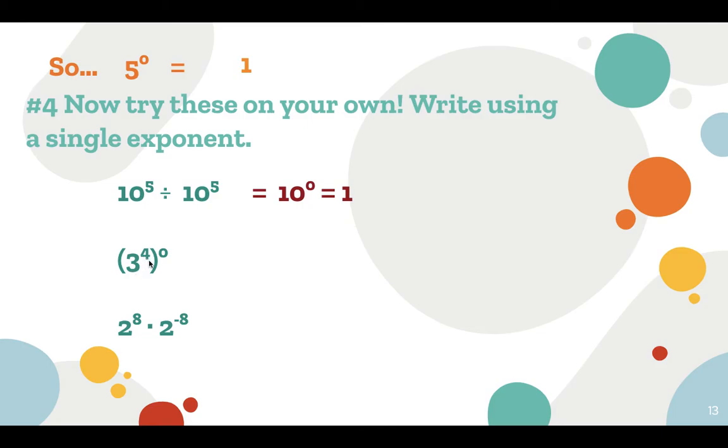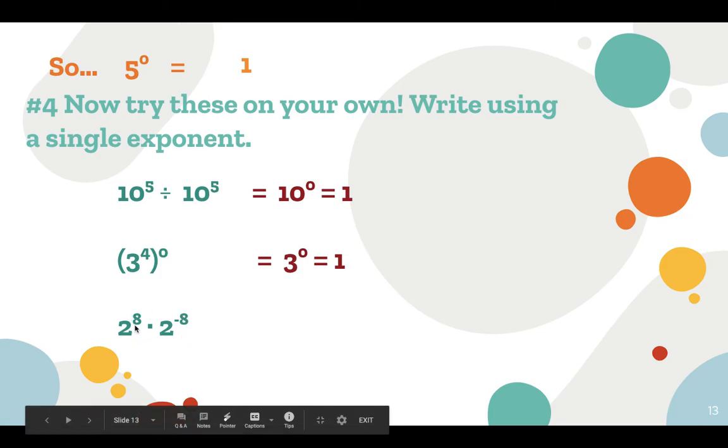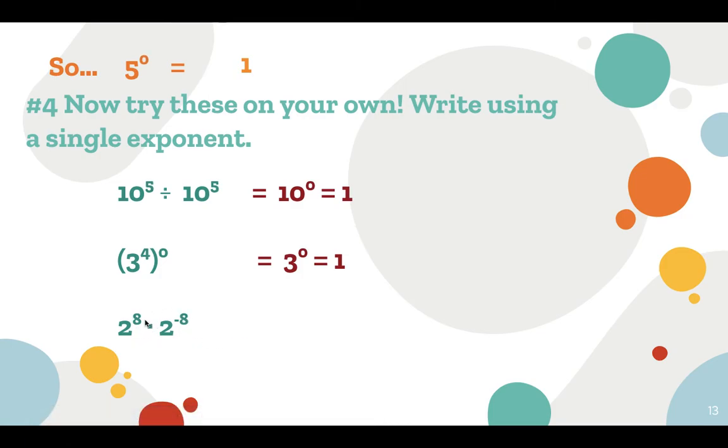3 to the 4th power, all raised to the 0 power. We're going to multiply our exponents and keep our base. So it's going to be 3 to the 4 times 0 is 0. 3 to the 0 power, which is equal to 1. And our last one, we're multiplying, so we have to add our exponents, keep our base. 8 plus negative 8, they're opposites, it's 0, so 2 to the 0 power, which equals 1.